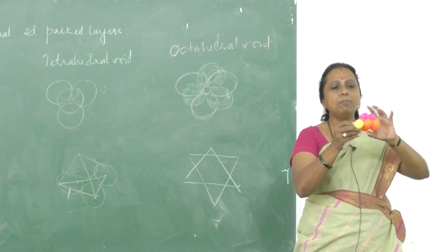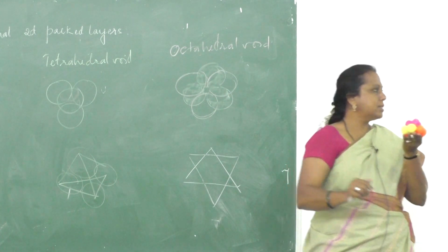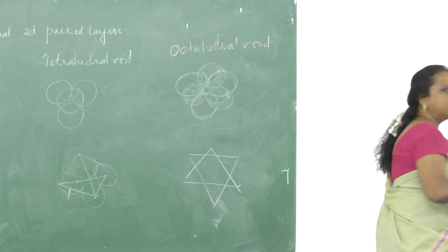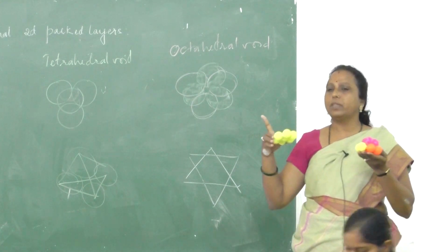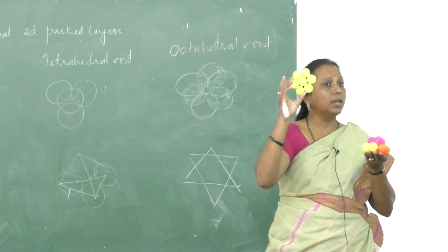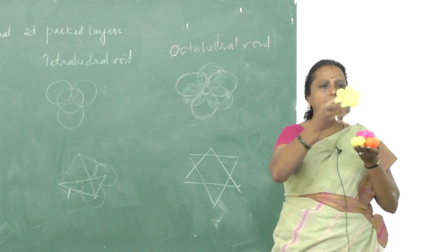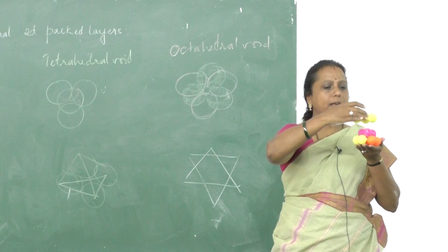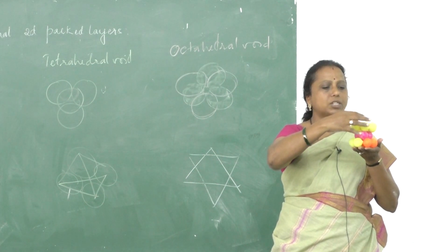Okay, we are placing the third layer in such a way that spheres of the third layer and spheres of the first layer are aligning horizontally and vertically. Sphere of the first layer and sphere of the second layer are aligning on each other like this.